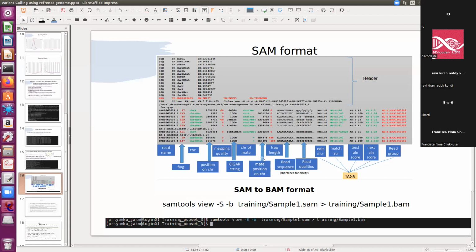The mate position means that when we do paired-end runs, we give the mate position. If we have mate sequencing, where we have used mate pairs, then it gives the mate positions on the chromosome. Then the read sequence, what is the sequence of the read, what is the quality of the read, and these fields contain the edit distance at the end. It is the match string, which region is matched, the best alignment score, the next best alignment score, and the read groups. This is the total information in a SAM file.